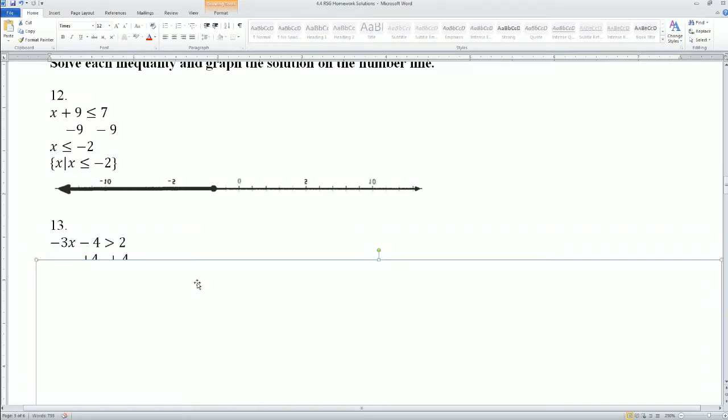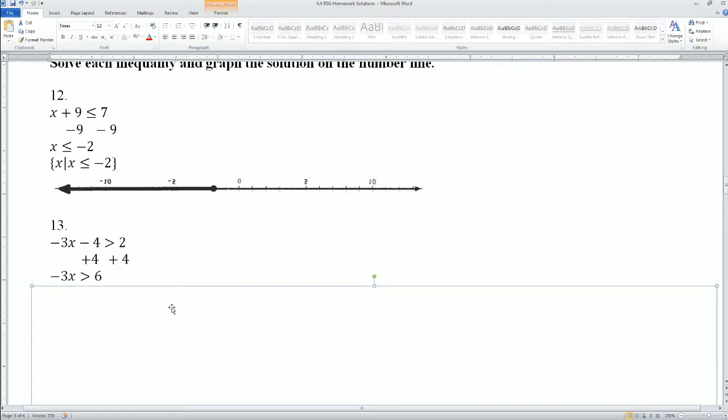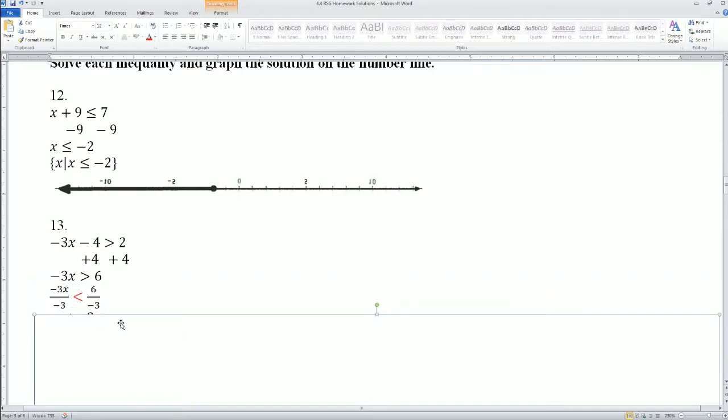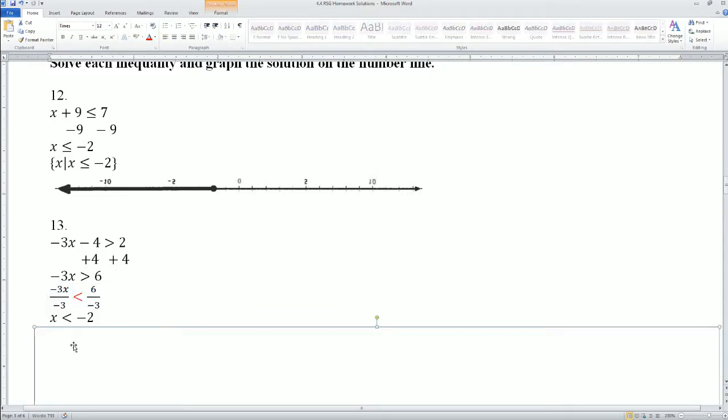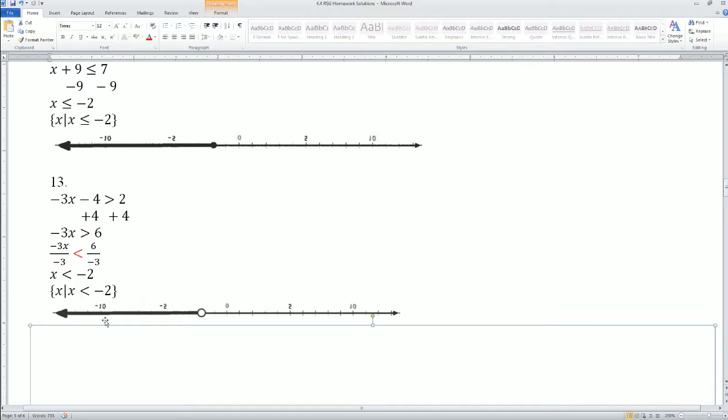13. Negative 3x minus 4 is greater than 2. Add 4 to both sides. You get negative 3x is greater than 6. Divide by negative 3 on both sides. In the process, the inequality flips. You get x is less than negative 2. So it is open this time, and it goes to the left because x is less than negative 2. Good?